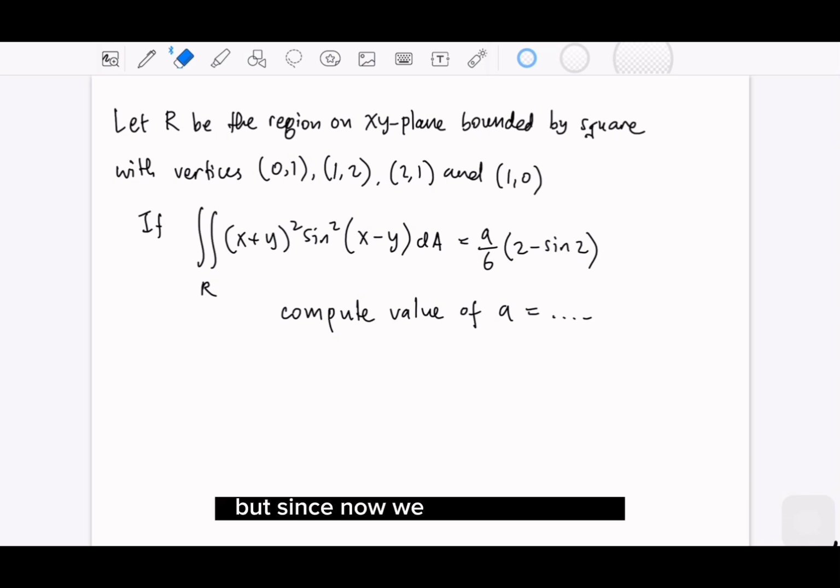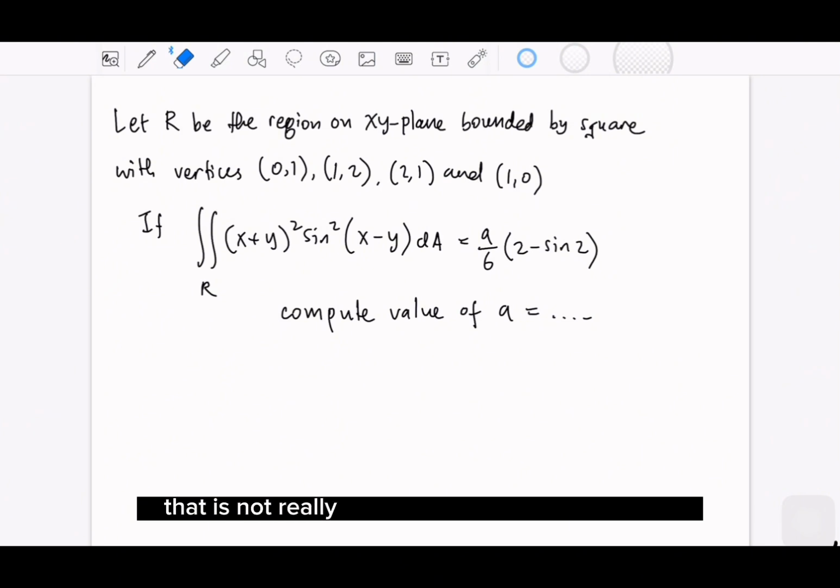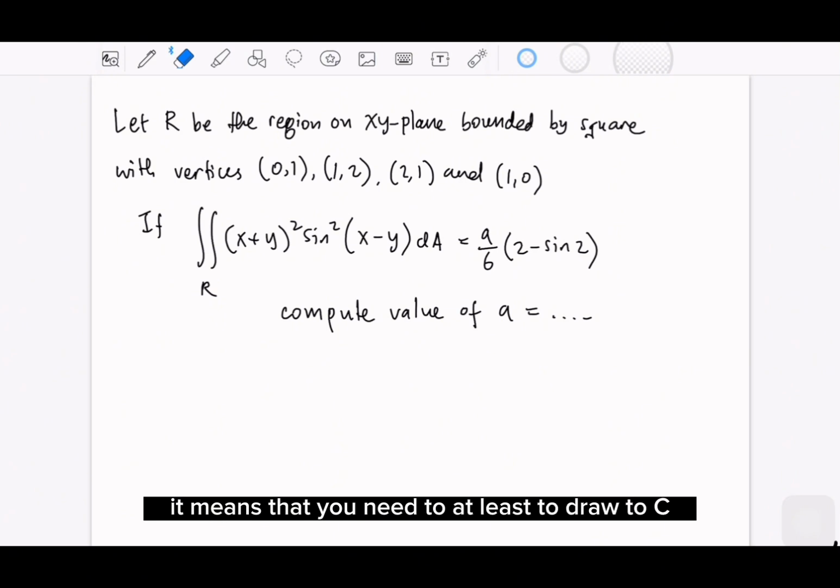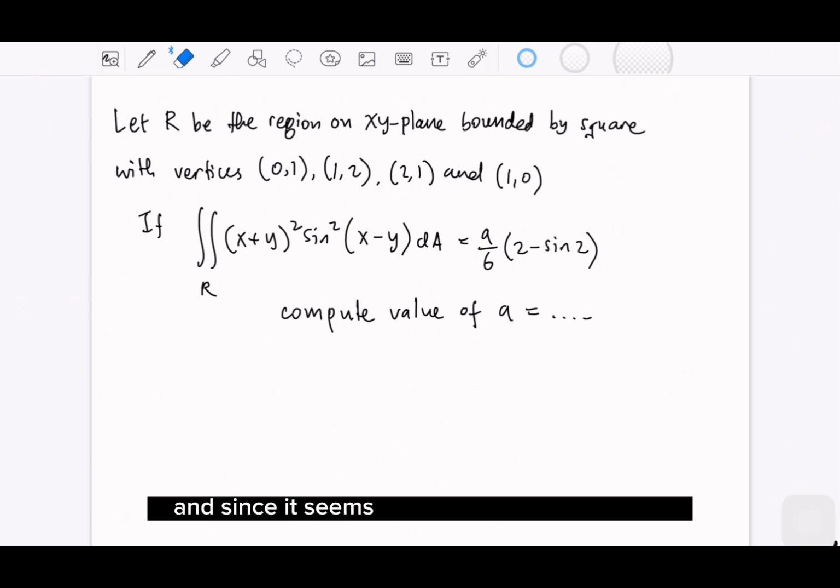But since now we have a square, it will be just a constant. For example, if you have a parallelogram or any line that is not really defined by a square or rectangle, you need to at least draw it to see what kind of function is bounded, that is the boundary. Because it's a square, we can just take the points, and it seems that it's x plus y and x minus y. It's just our substitution for u and v, right?